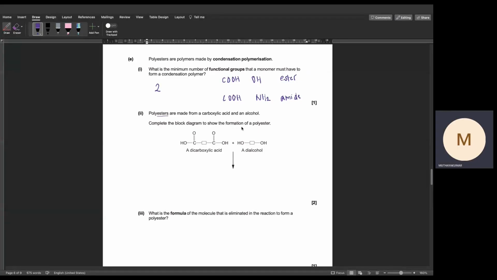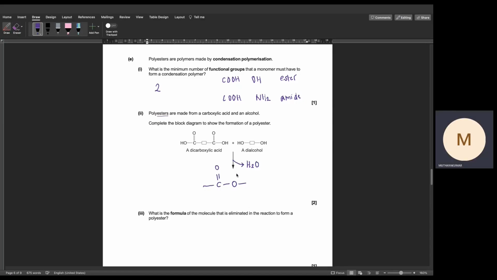To show the formation. So in the formation, the first thing to do is to draw the ester link. I would start by drawing the link. So the ester link is a carbon, double bond oxygen, and then on the other side of the carbon, we've got a single bond to an oxygen. And that is that ester link that happens.